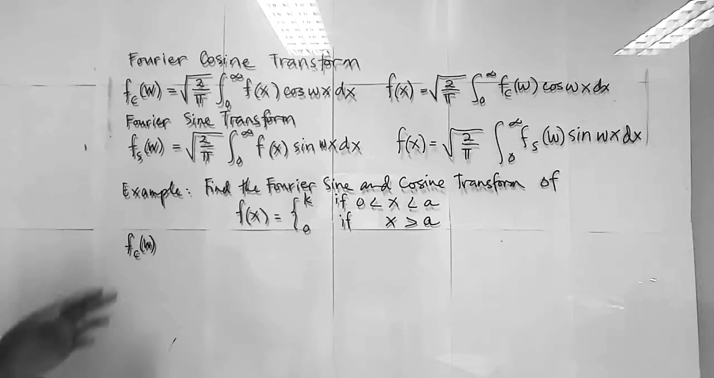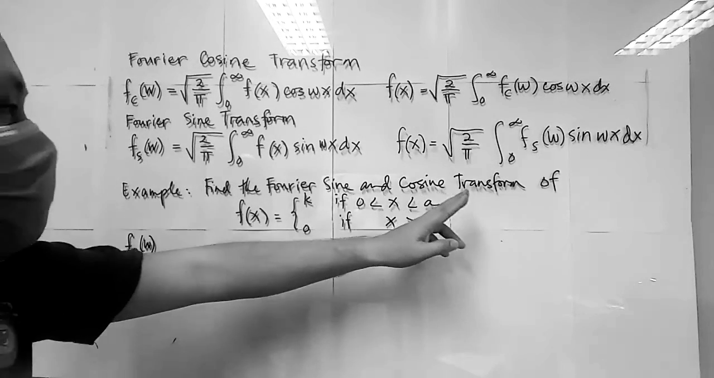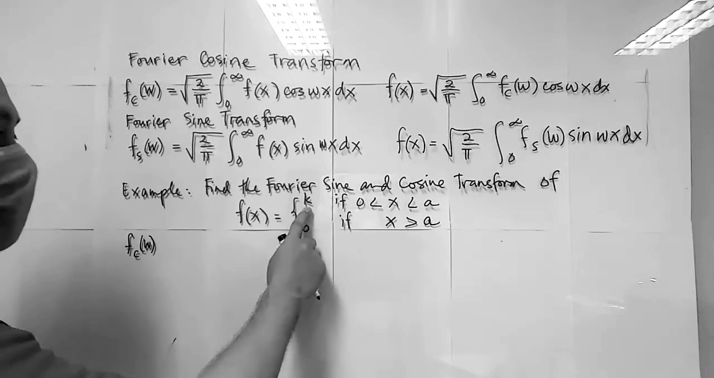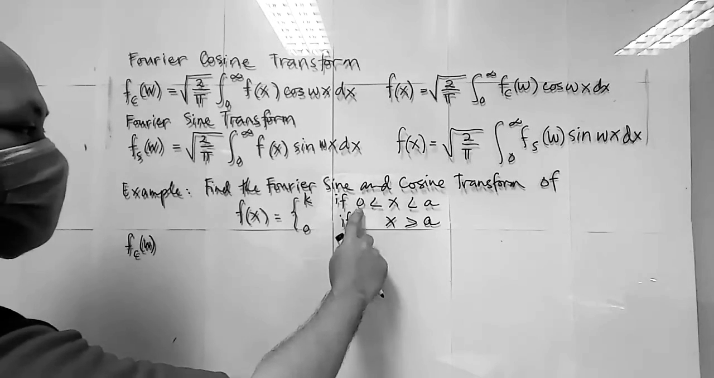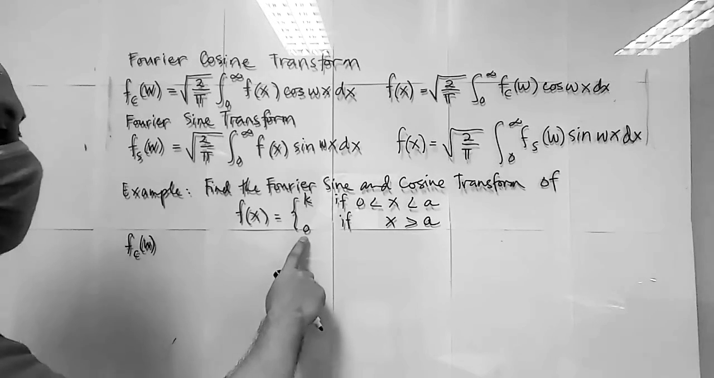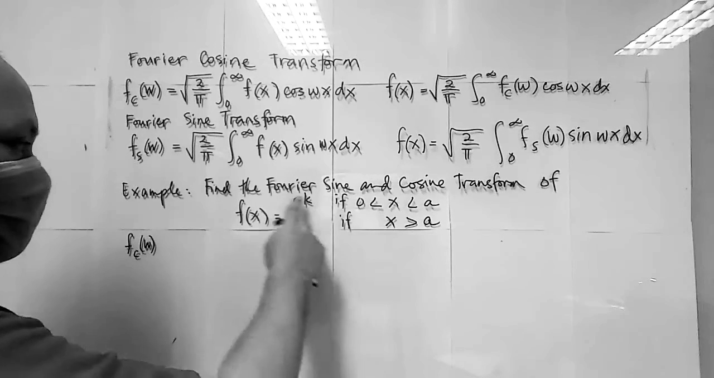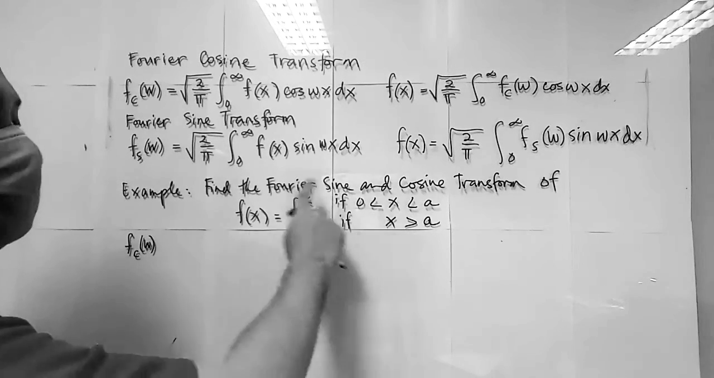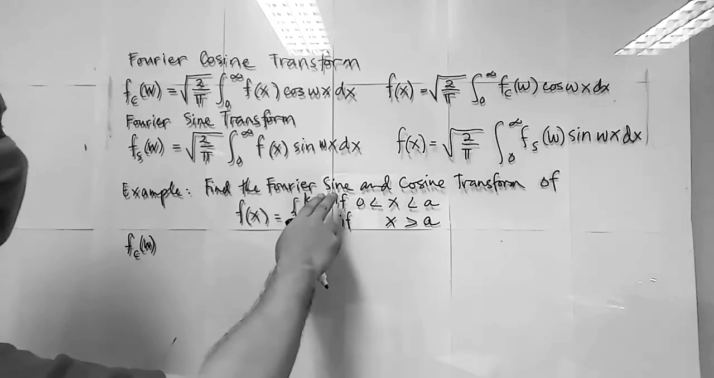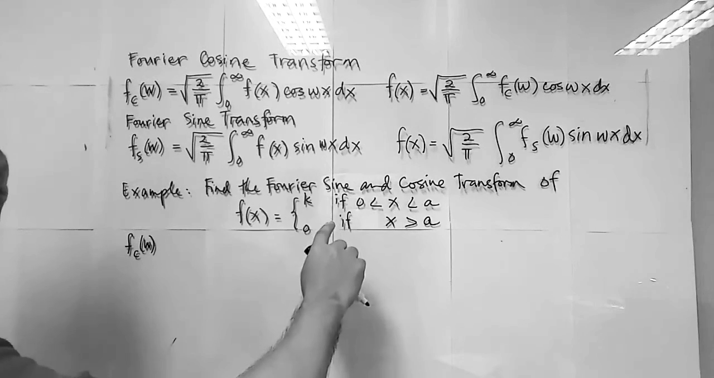Okay, we have here our example. Find the Fourier sine and cosine transform of f of x equals k if x is greater than 0 and less than a, and f of x equals 0 if x is greater than a. So actually this one is a piecewise function. We're going to find the Fourier sine and cosine transform of this piecewise function.